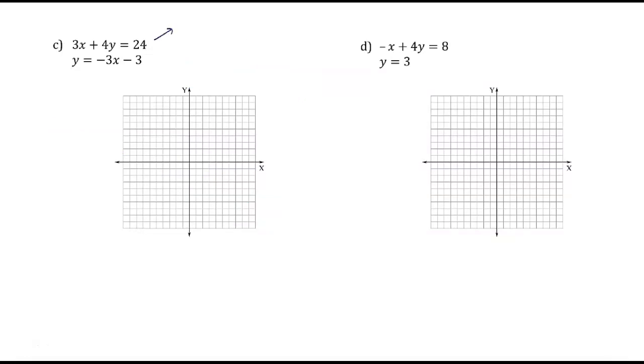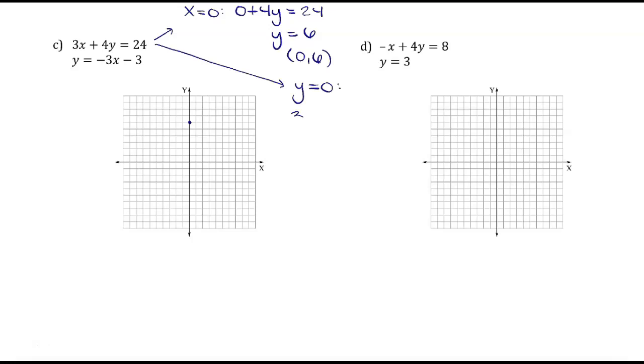To graph our first line, notice that it's given to us in standard form. We could solve this for y and have it in slope-intercept form, or we can substitute 0 for x and then 0 for y to find our intercepts. Substituting 0 for x, we have 0 plus 4y equals 24, or y equals 6. That tells us that we have a y-intercept of (0, 6). Now substituting 0 for y, we have 3x plus 0 equals 24. That means that x must be 8, and we have an x-intercept at (8, 0). Having those 2 points is enough to draw our line.